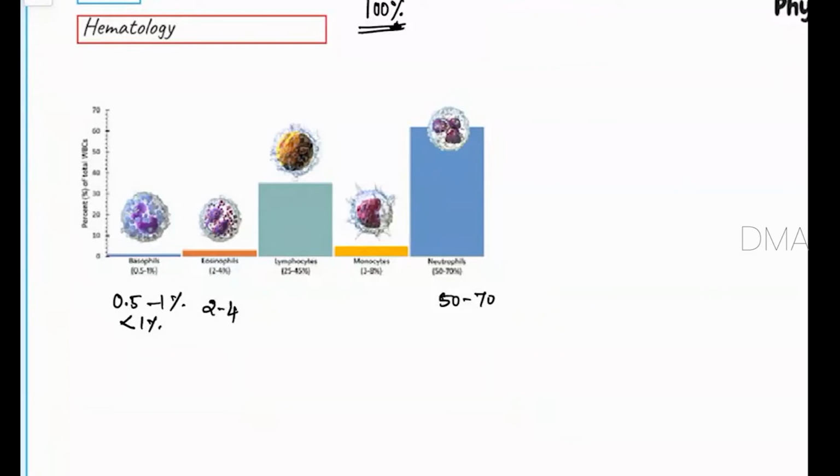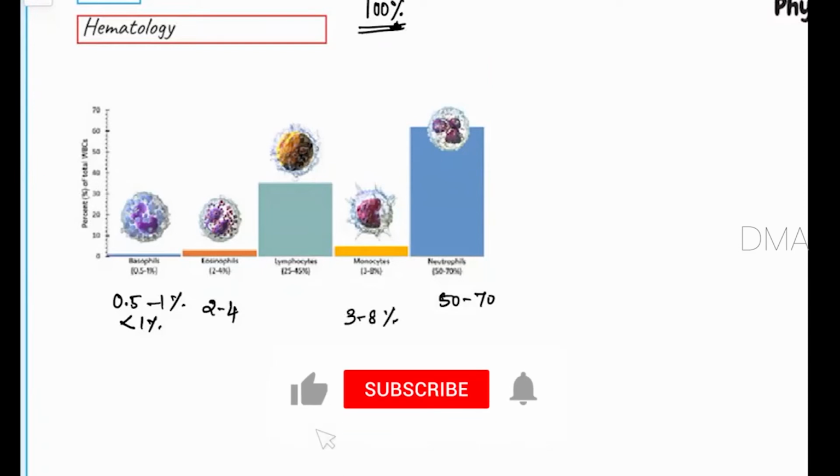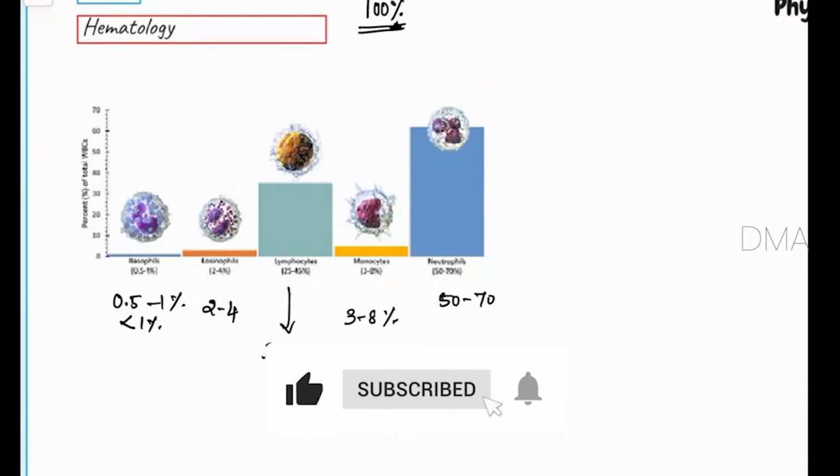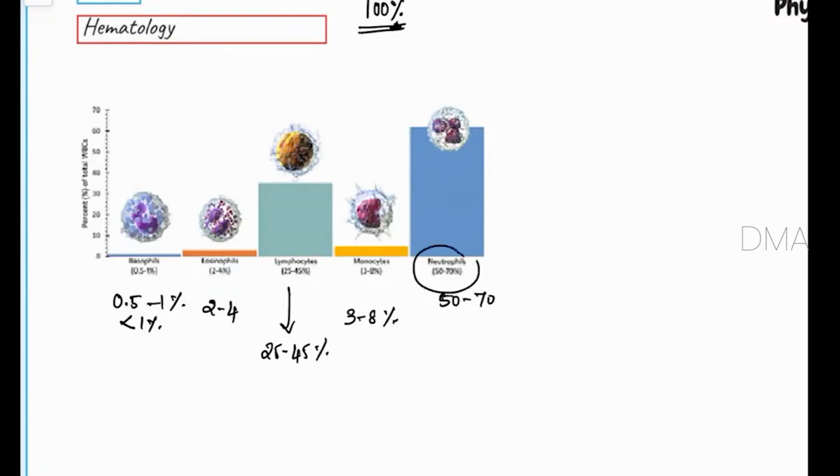Followed by that, you can see eosinophils and monocytes, which constitute 3 to 8%, and lymphocytes constitute 25 to 45%. So the predominant one is the neutrophils, then the lymphocytes, then monocytes and eosinophils, but it is very, very rare to see basophils. If you are seeing basophils, it means you have some infection. Okay, clear? So this is how you calculate.